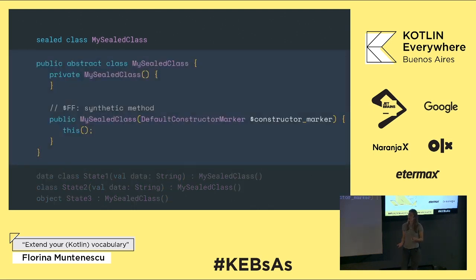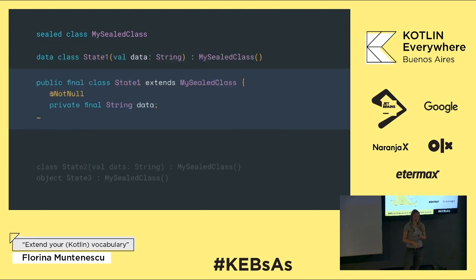So actually, a sealed class, as I said, it's an abstract class. But the difference is that it creates that synthetic constructor that gets this default constructor marker. So in case you're wondering what's up with this class, with this default constructor marker, because you probably never used it, that's because you can't use it. This is something that only the Kotlin compiler uses.